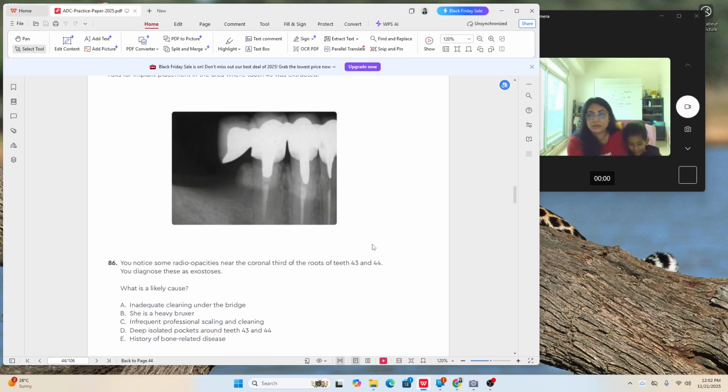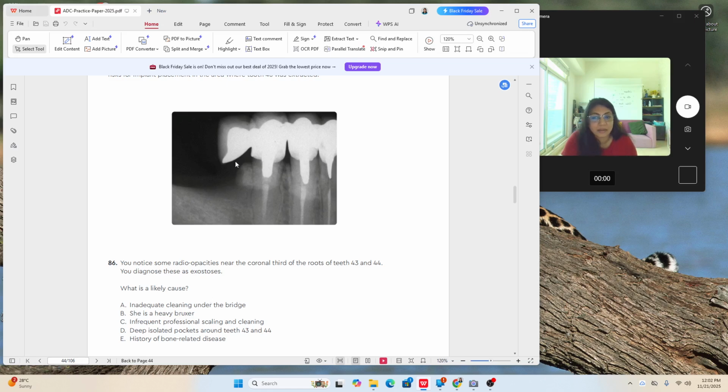What are exostoses? Exostoses are these radio-opaque areas. Now, in which conditions will you find them? You will find them mostly in bruxers. Okay, if you look at many radiographs of bruxers, then you will find exostoses. So that is your answer, that she is a heavy bruxer.